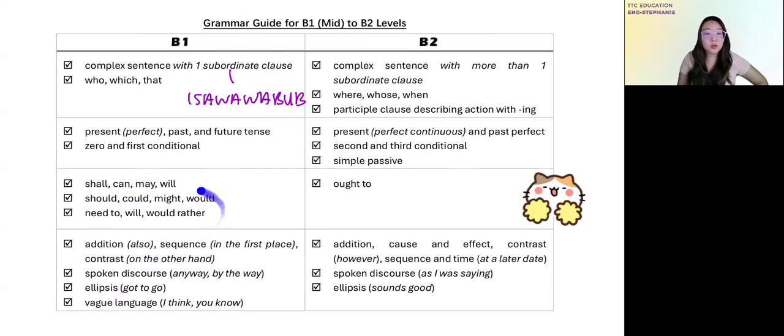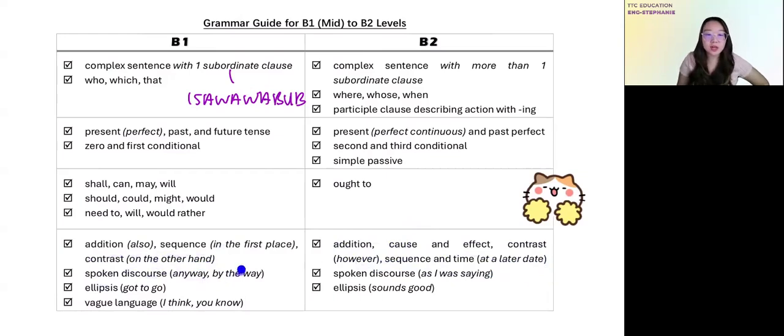Okay, then for your modal verbs, you are able to use or demonstrate shall, can, may, will. I won't go through everything, but for B2, you will need to try to use ought to, especially for your factual essay. And the very last row here, if possible, try to use things like addition, sequence. Addition means you need to use also. Sequence means like first and foremost, in the first place. Contrast, on the other hand, on the flip side. So these words can be used, but if you want to reach B2 level, you need to have addition, cause and effect, contrast, however, and also sequence and time, at a later date, things like that.